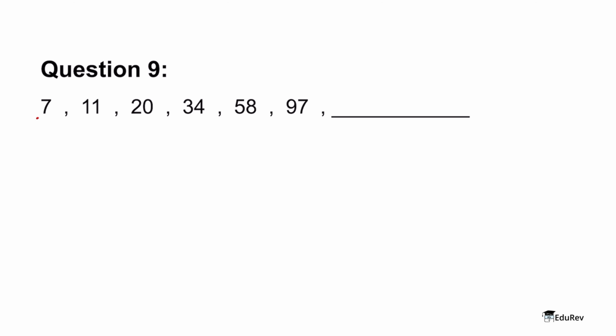So 7, 11, so we have to find differences between all of these. Okay, so here the difference is of 4, here it's of 9, here it is of 14, then here it is of 24, and then that would go on. But here we can see clearly that no pattern is being formed. 4, 9, 14, 24. So there is no clear pattern to be formed or seen here. Okay, so let's try another method for this question.